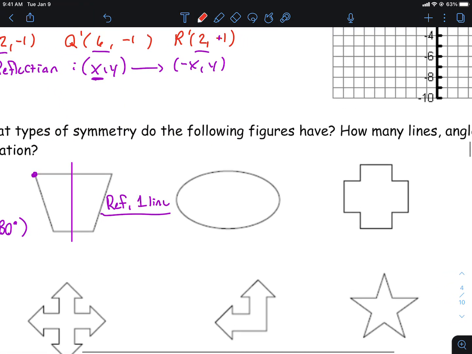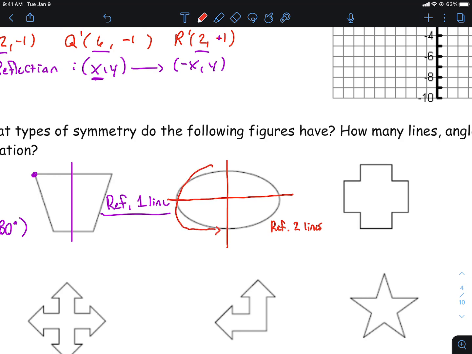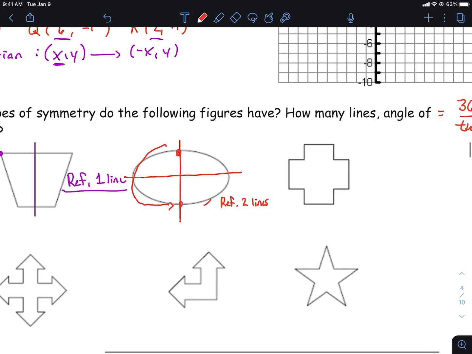Okay, next one here with the oval. Looks like you can draw two lines right there, so I'll say it's reflectional with two lines. I'm going to abbreviate here since we're a little cramped. You could technically rotate this all the way around right here, and then that point there would match up with that point right there. So you could do that two times.